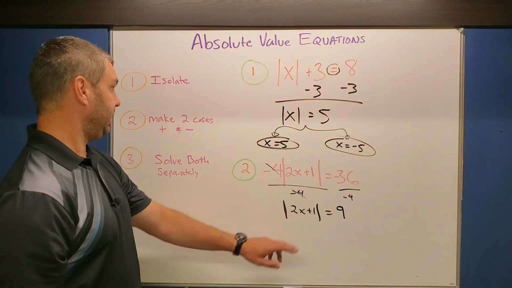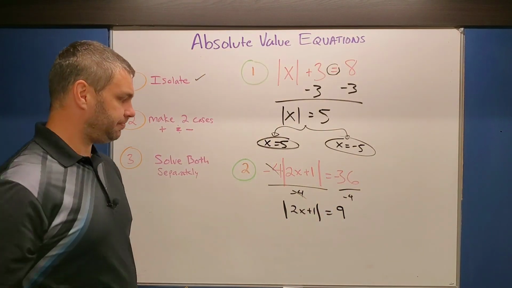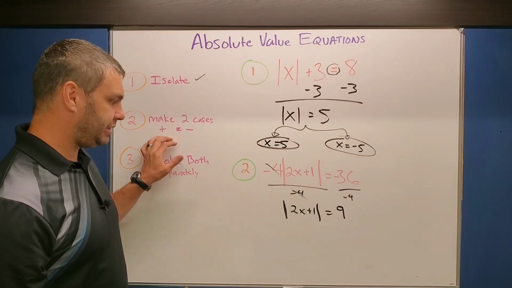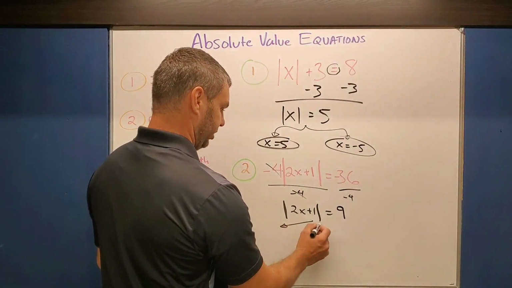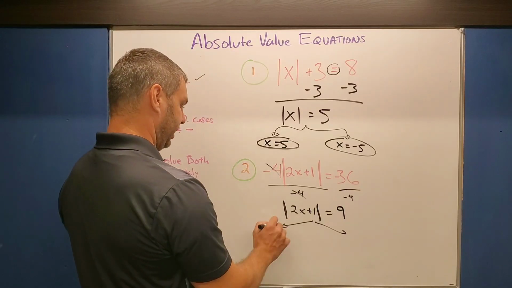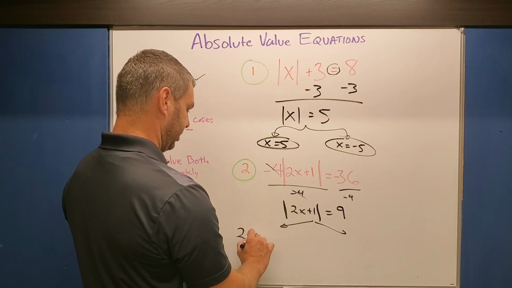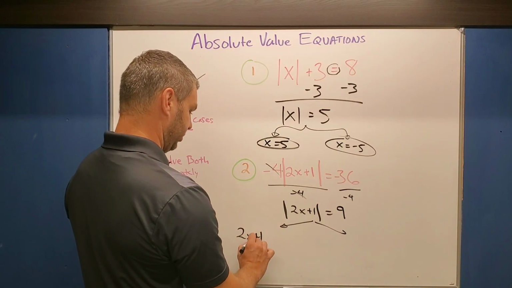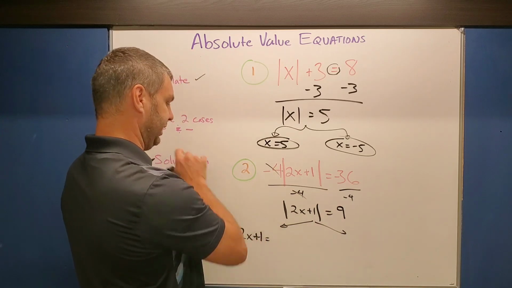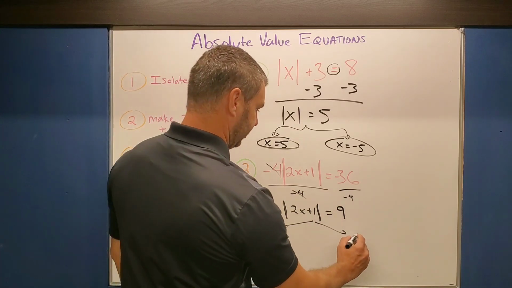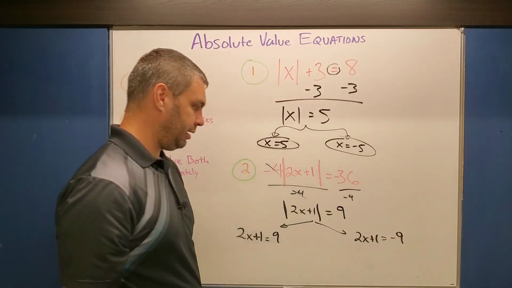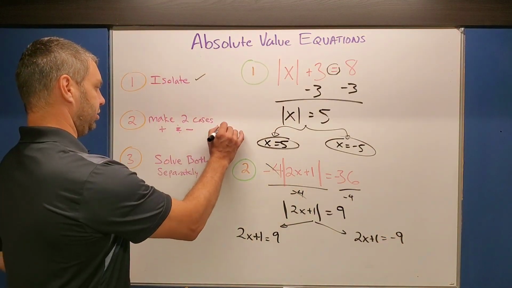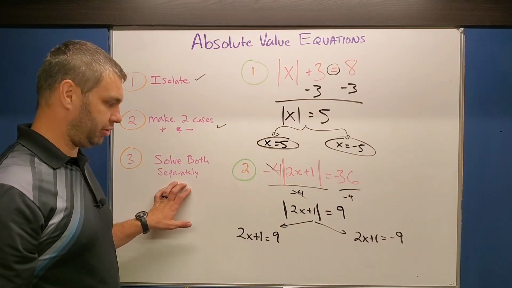Okay, is it isolated now? Yes, it is. I can put a check mark there. Next, I'm going to make my two cases, both a positive and a negative case. So again, I like to draw arrows to help remind me. My positive case, I drop the absolute value bars. So it's just 2x plus 1 equals a positive 9. That's my positive case. And then the other side, 2x plus 1 equals a negative 9. All right, so both of those are good. And now I'm going to solve them both separately.